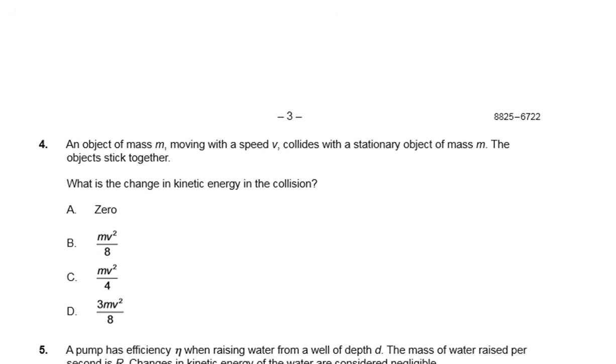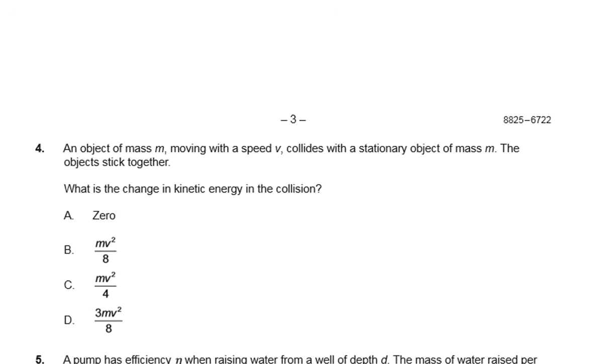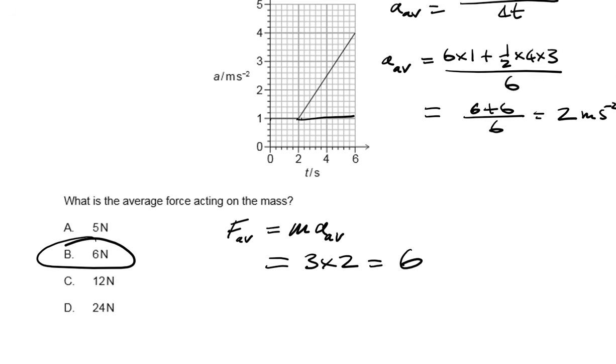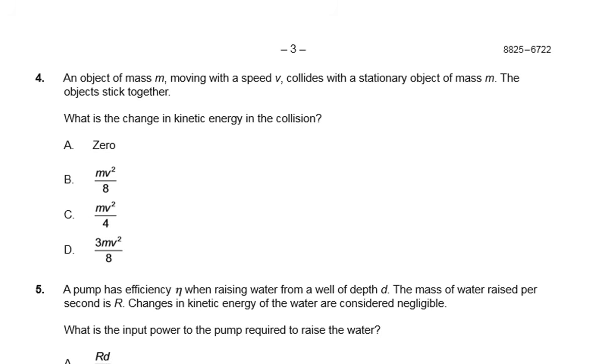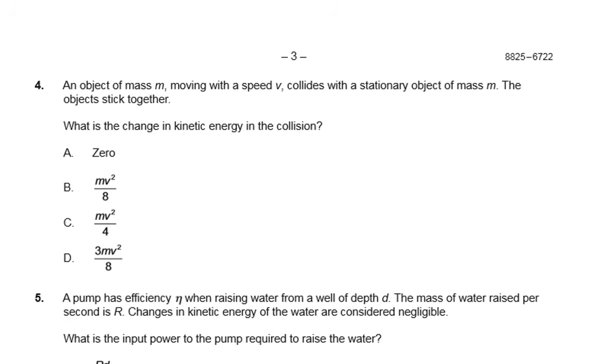Now on to question 4. An object of mass m. Let me just show that again in case. Just go back. An object of mass m moving with speed v collides with a stationary object of mass m. Objects stick together, okay. And so what is the change in kinetic energy in the collision?